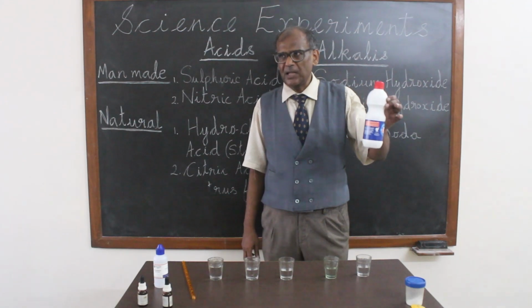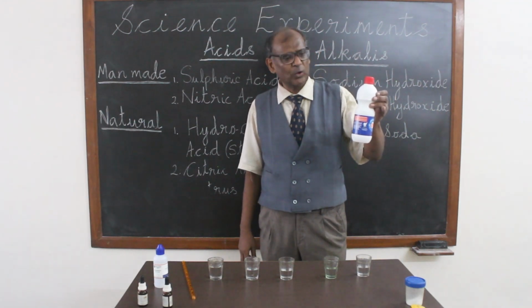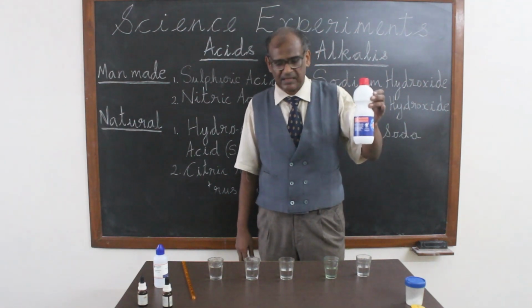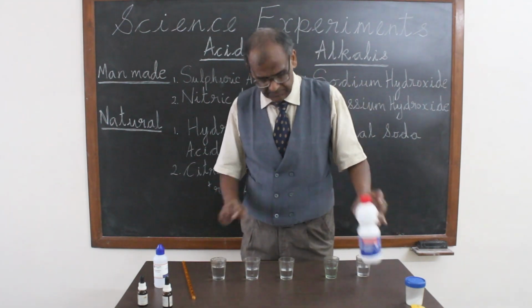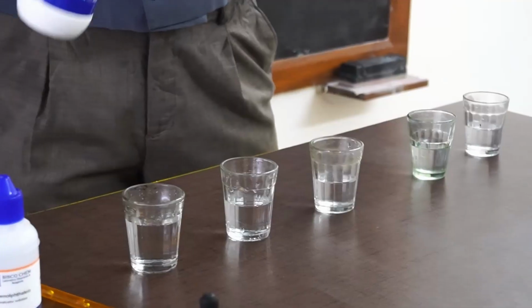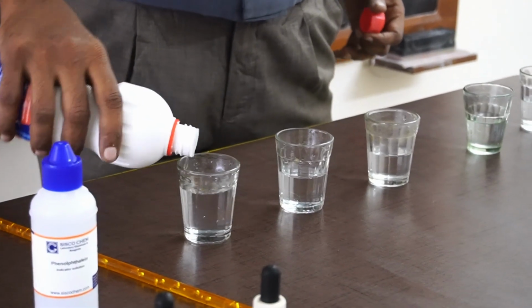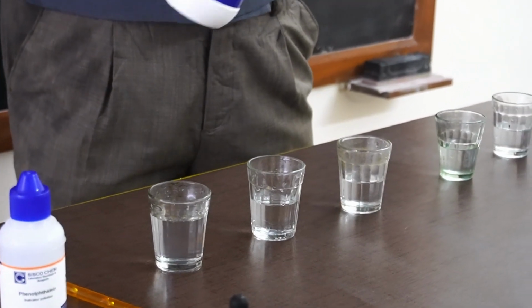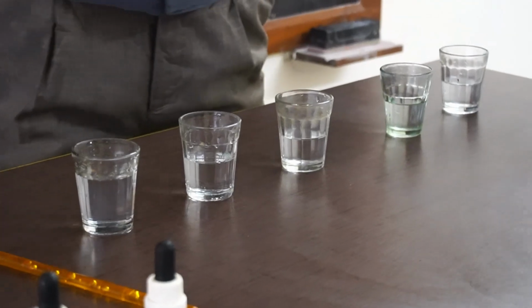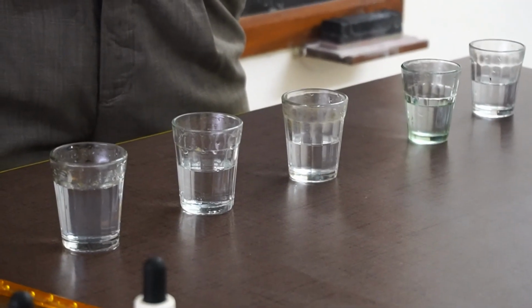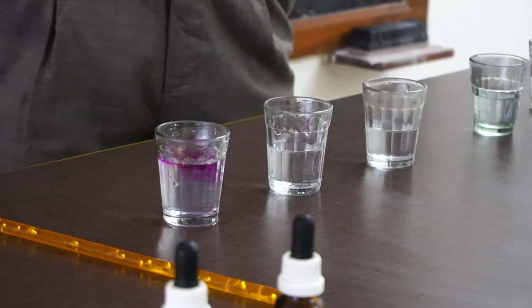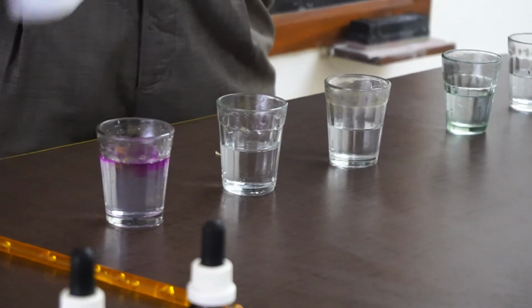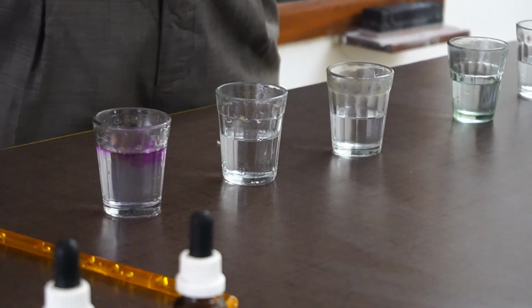This is a common household bleach, very commonly used at homes for removing stains from textile items. Now this is plain water. Let us pour a drop or two into this plain water, and then let's put phenolphthalein into it. Instantly it has turned pink, which means that this bleach is alkaline in character.